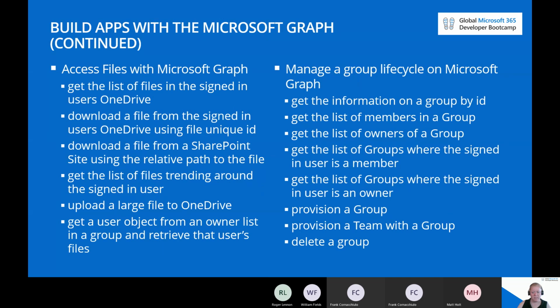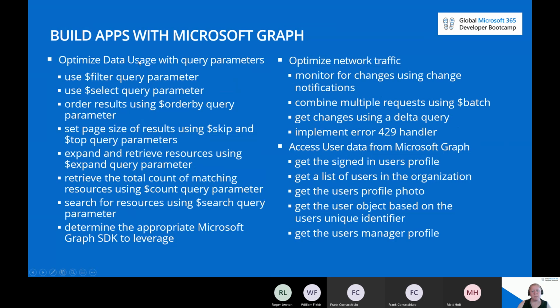Again, going through all the different objectives here. If we look at the objectives, first is optimize data usage. So you know how to use filter, select, order by, skip, and especially doing bulk operations. That would be optimizing network traffic and being able to do that batch operation.